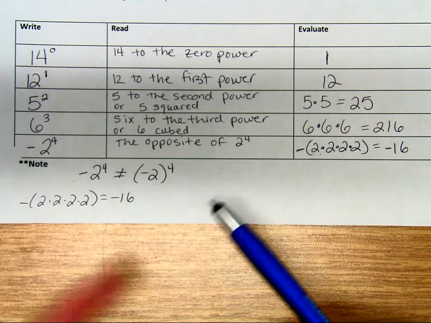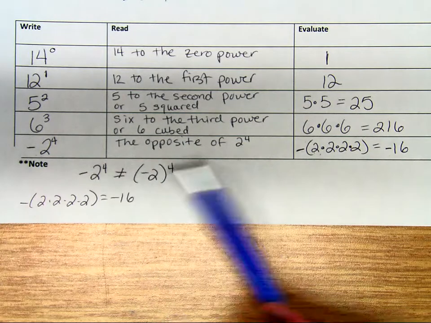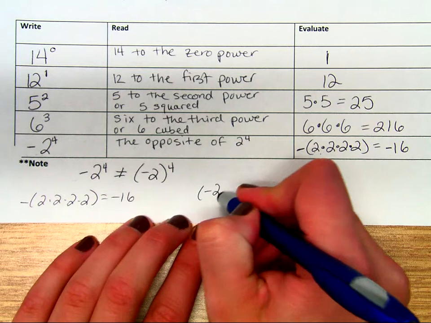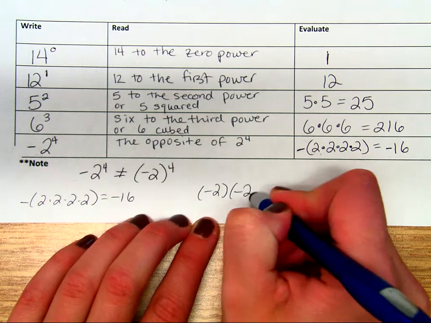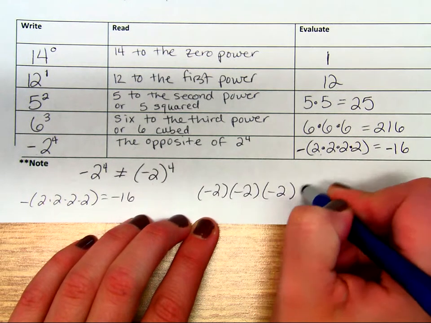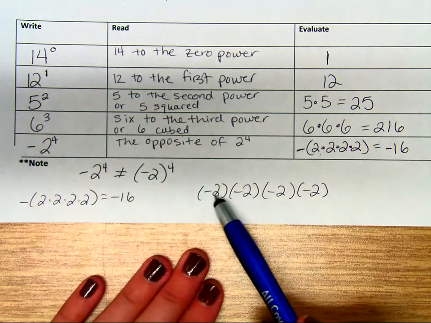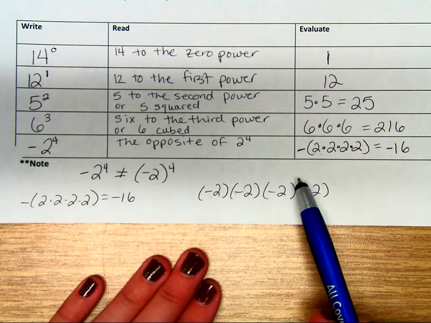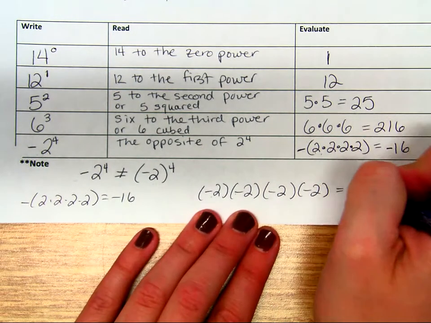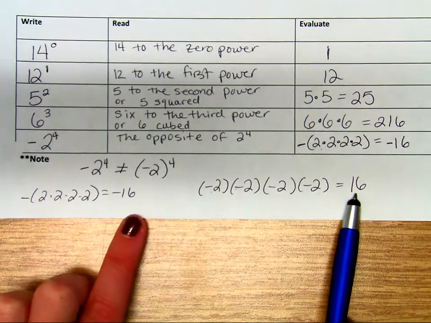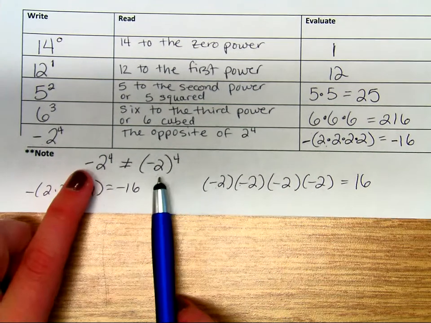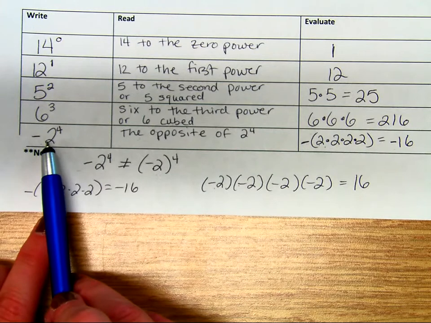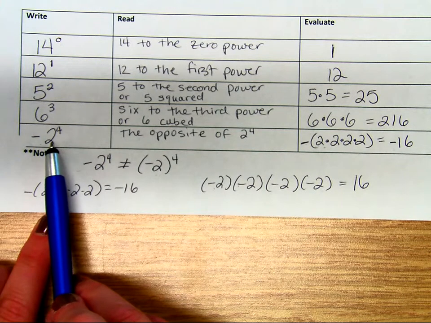Because we find 2 to the fourth and then we take the opposite. Whereas negative 2 to the fourth power actually means do negative 2 times negative 2 times negative 2 times negative 2. And when I multiply 4 negative numbers together, that's an even amount of negative numbers. So that results in a positive 16. So notice how I got different answers for these two expressions. So again, this is not negative 2 to the fourth. This is the opposite of 2 to the fourth.